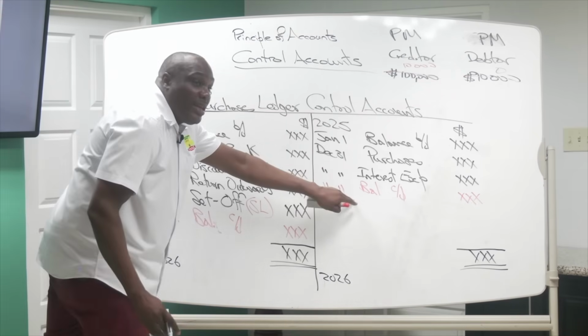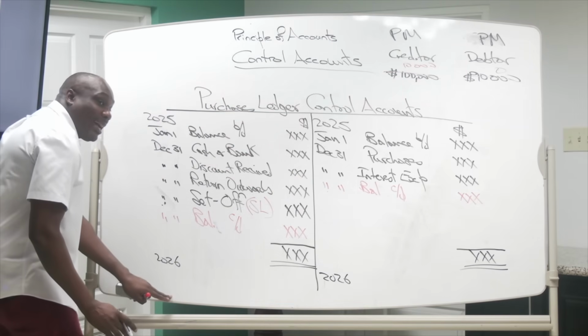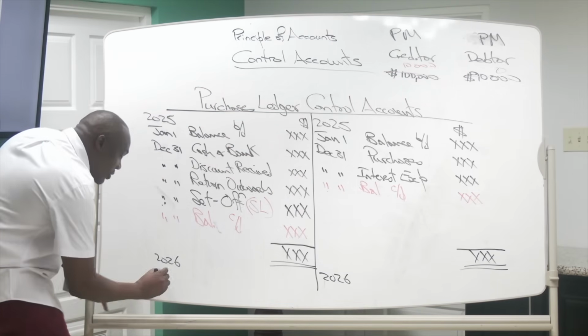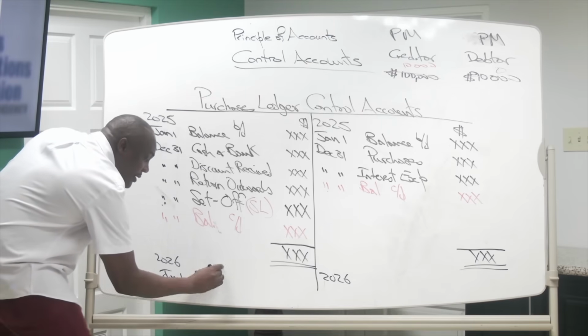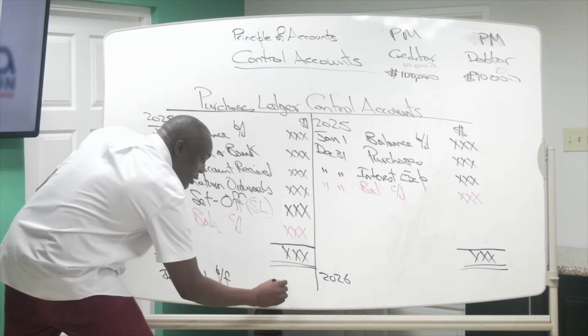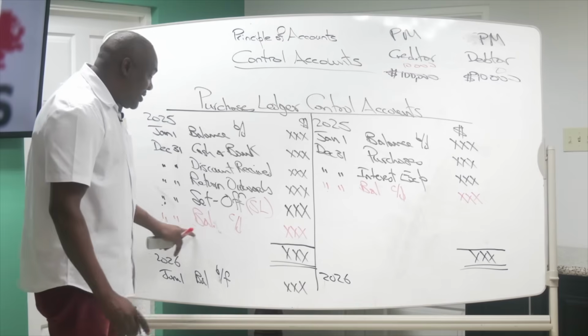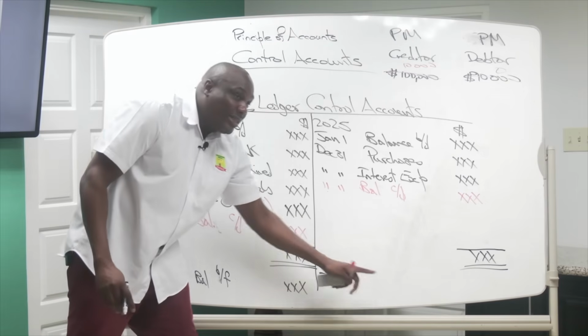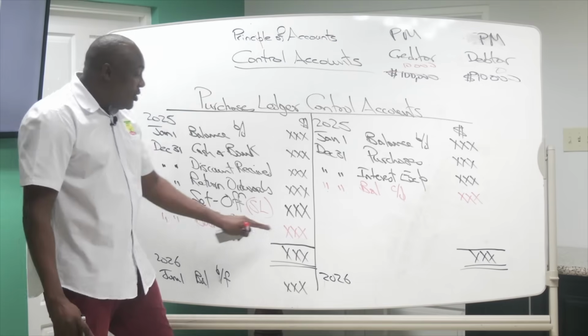Now the balance c/d on the credit side is brought down to the opposite side, which is the debit side. You get that? So we have January 1, balance b/d, brought down or brought forward, would have been XXX. This balance c/d on this side is brought down over this side here. The balance c/d on the debit side is brought down on the credit side.